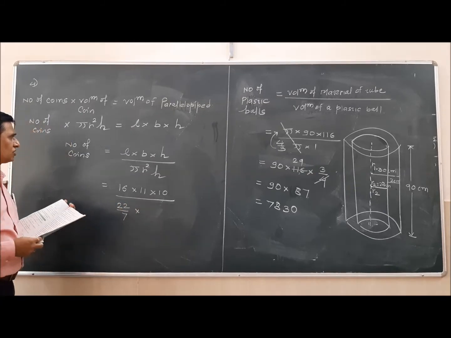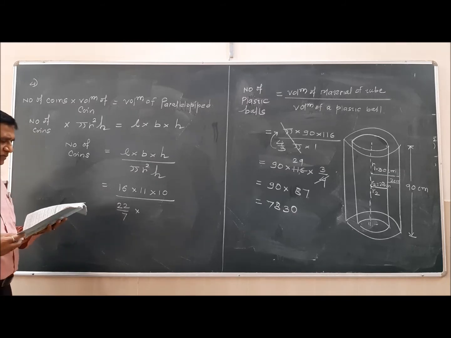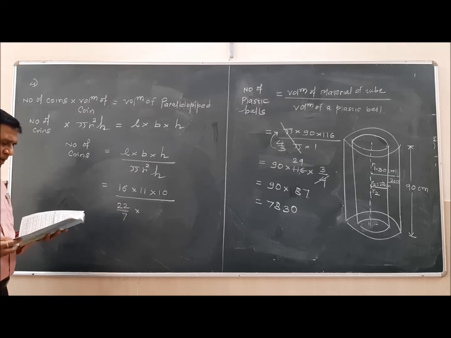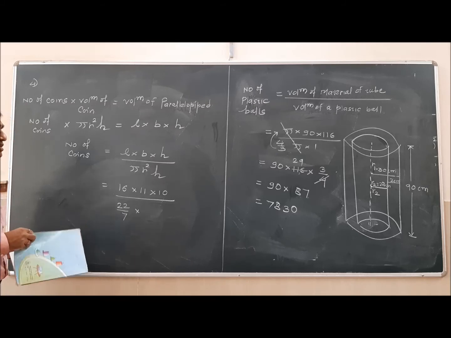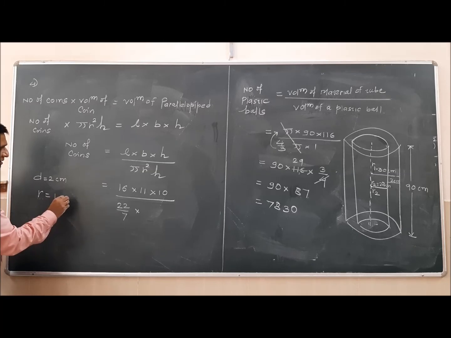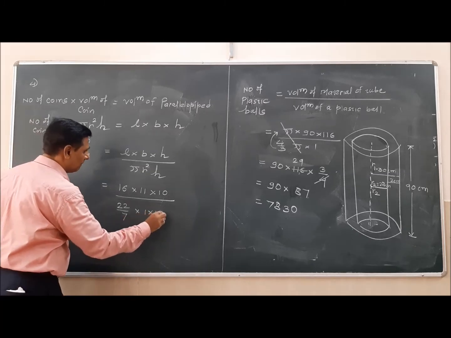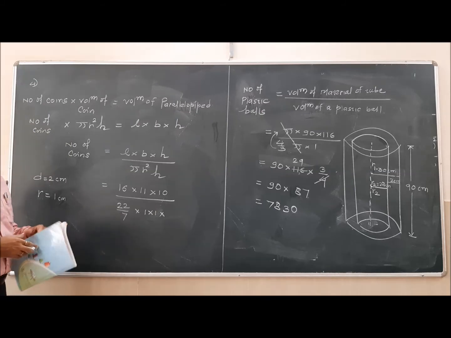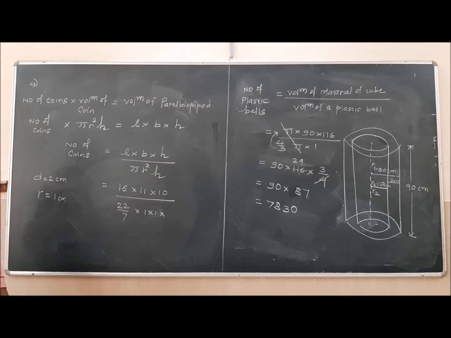Now be careful to substitute the radius of the coin. What they have given is the thickness and the diameter of each coin. The diameter of each coin is given as 2 centimeter. If the diameter is 2 centimeter, very easily we will get the radius as 1 centimeter. So r square is 1 into 1 into the value of h. H means the thickness of the coin, and the thickness of the coin is given as 2 millimeter.